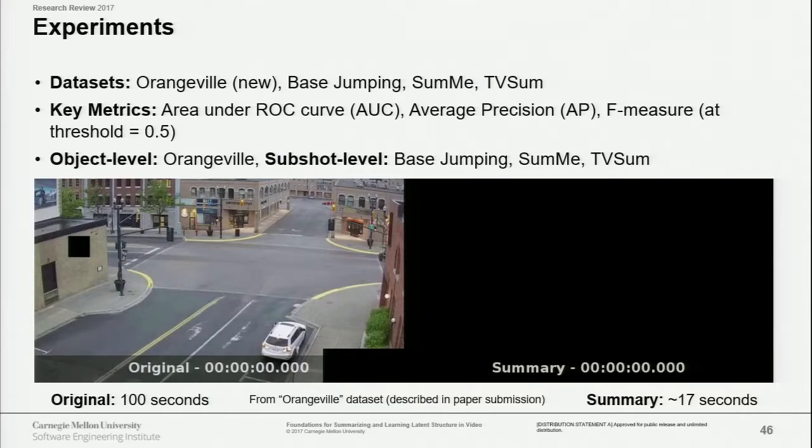So getting into the experiments, one of the data sets that most of the work was done on is a new data set that was put together, Orangeville. It's looking at surveillance data at intersections. In addition, there are some various other data sets: base jumping, SumMe, TV Sum. These are all standard data sets that are used in video summarization and are good to get an idea of how well this works in comparison to other research work.